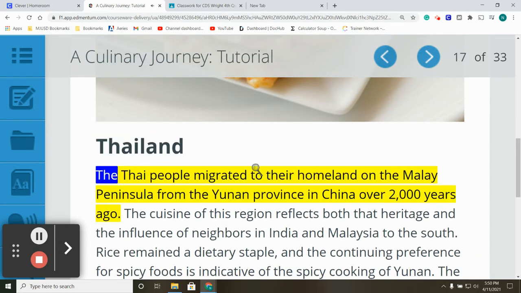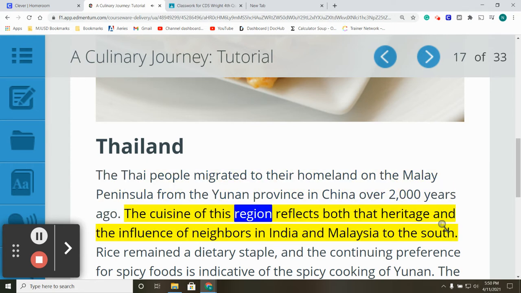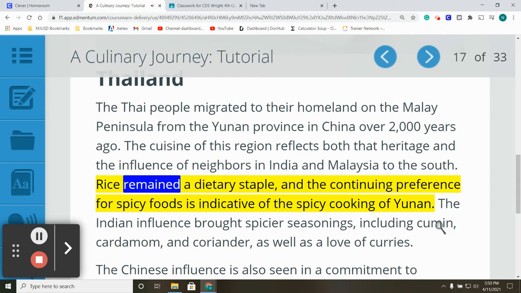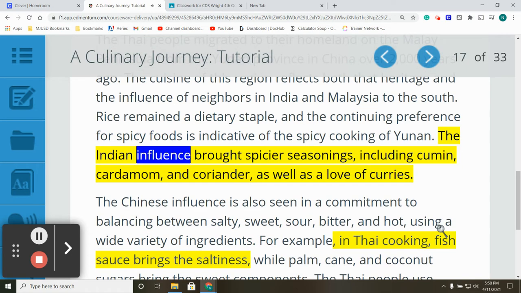Thailand. The Thai people migrated to their homeland on the Malay Peninsula from the Yunnan province in China over 2,000 years ago. The cuisine of this region reflects both its heritage and the influence of neighbors in India and Malaysia to the south. Rice remained a dietary staple, and the continuing preference for spicy foods is indicative of the spicy cooking of Yunnan. The Indian influence brought spicier seasonings, including cumin, cardamom, and coriander, as well as a love of curries.